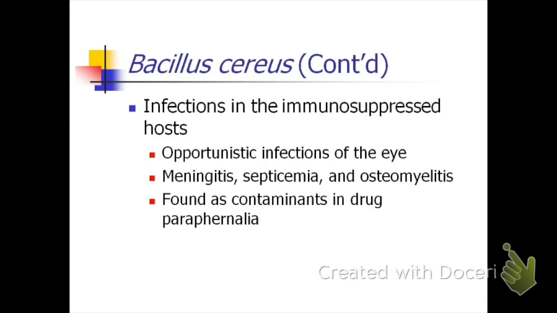Bacillus cereus would also infect hosts that are immunocompromised, meaning you have a weak immune system. So, Bacillus cereus could also be a form of opportunistic infection. They can infect your eye, yun nga yung panophthalmitis. They can cause meningitis, can go to your bloodstream and cause septicemia, or worst case scenario, even go to your bone, so that you'll have osteomyelitis. They're even found as contaminants in drug paraphernalia. Mga ginagamit yung mga nagsashabu. Yun pala, mayroong Bacillus cereus.